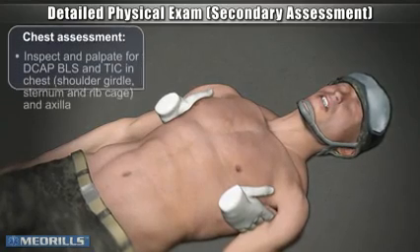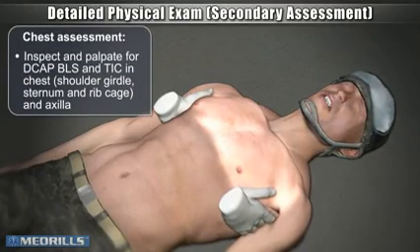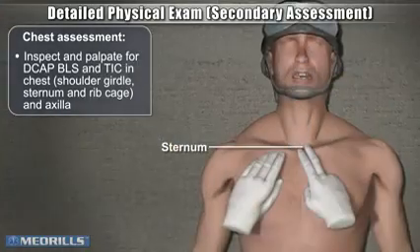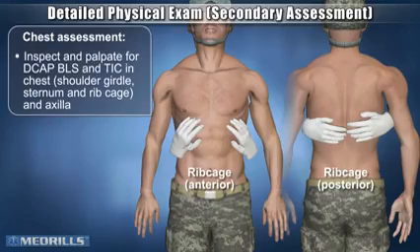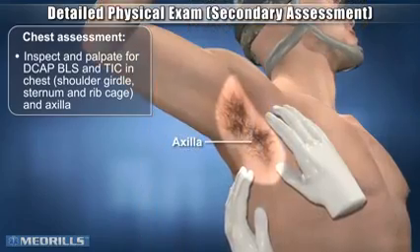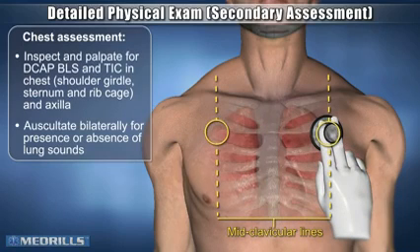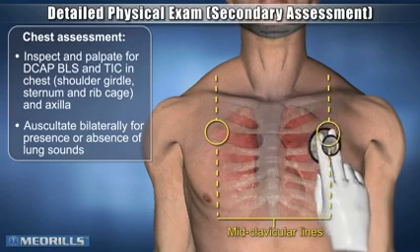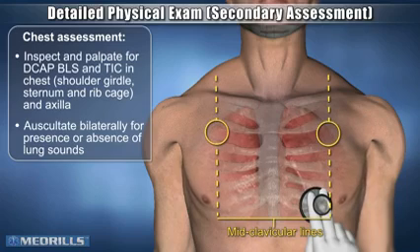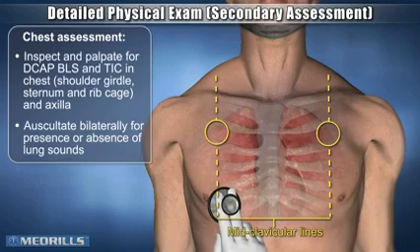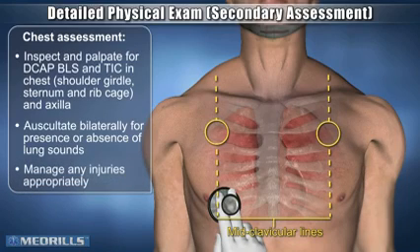Chest assessment. Inspect and palpate for DCAP, BLS, and TIC in chest, shoulder girdle, sternum, the anterior and posterior rib cage, and axilla. Auscultate bilaterally for presence or absence of lung sounds. Manage any injuries appropriately.